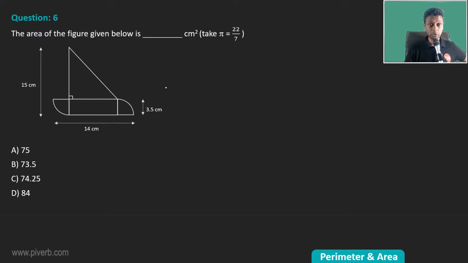Area of the figure given below. First up, let's think about how this shape is. This here is a wonderful triangle. If we find base and height, we are through. We can find the area of this triangle.